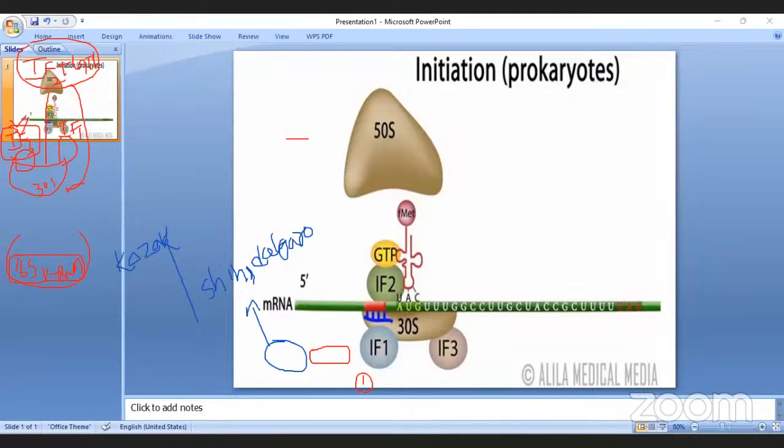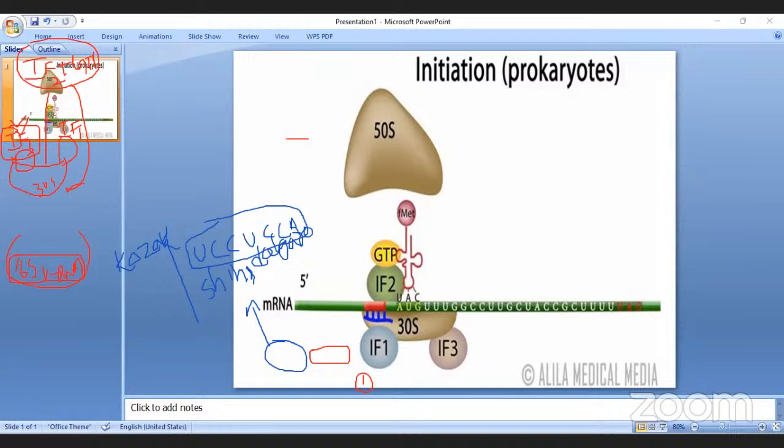The RNA Shine-Dalgarno sequence may be combined like U, C, C, U, C, C, A. This sequence is called the Shine-Dalgarno sequence, right?